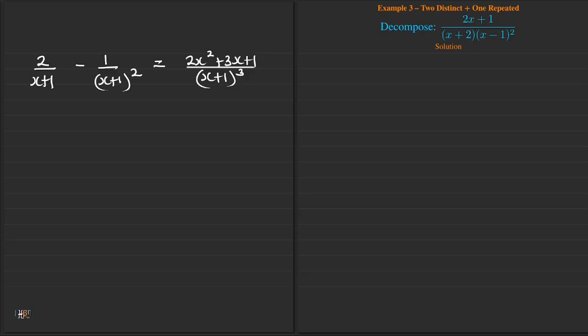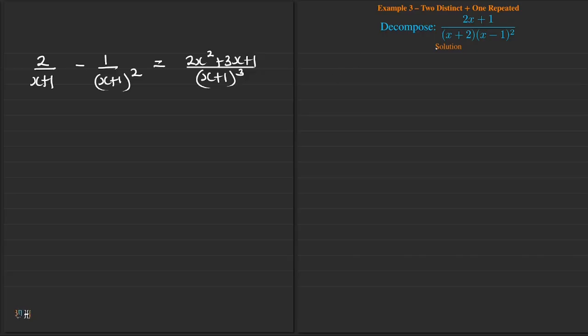So let's look at our last question we have here, which says we have 2x plus 1 all over (x plus 2), then (x minus 1) all squared. Now, how are we going to go about it? This time around, I'll try and apply the cover-up method we learned in case 1, so that I see how that would also work.